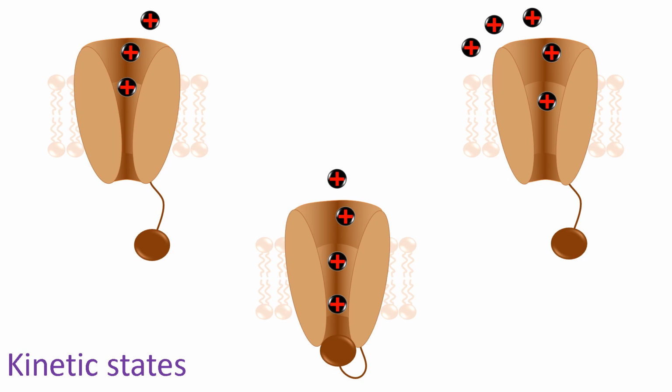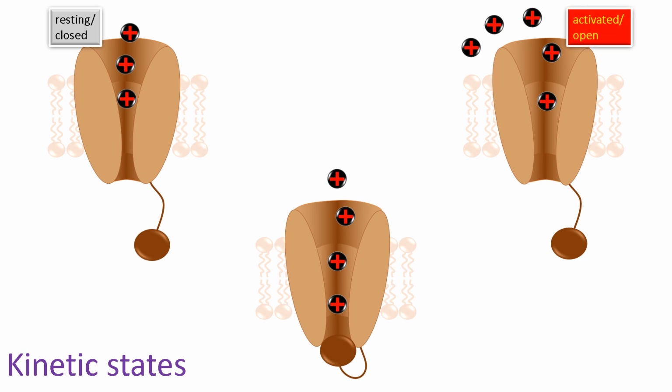Starting at the top left, in most cells at rest, ion channels are closed or in the resting state. In this state, the pore is constricted, preventing ions from flowing through. In the open or activated state, the pore is dilated, allowing ions to flow freely through it.